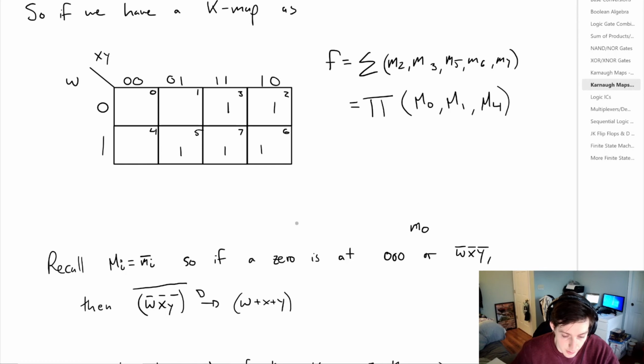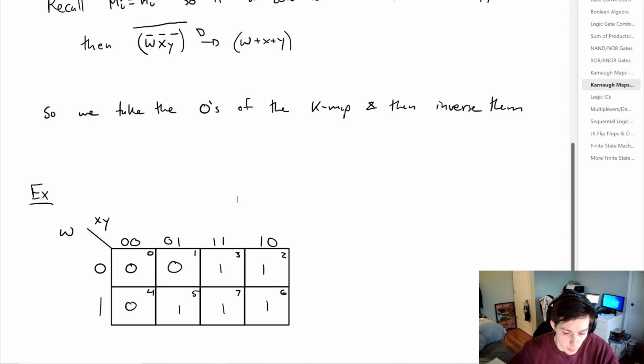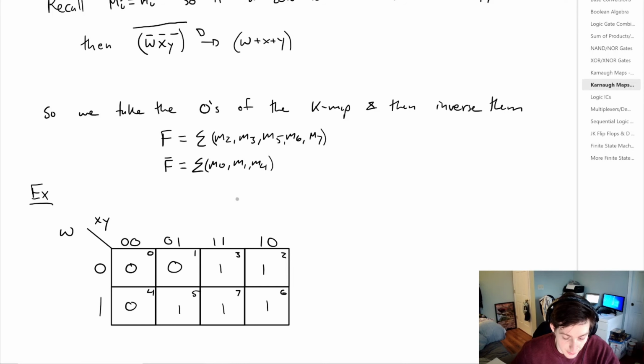So sometimes the K-map that you're given might not have the zeros filled in, you might only get the ones filled in, but if the values aren't filled in, assume that it is a 0. So the rule of thumb to follow here is that we take the zeros of the K-map and then invert them. And if we look at an example, again, with the same K-map, we can also express f inverse, and that's going to be equal to w bar x bar y bar plus w x bar y bar plus w bar x bar y. And then we can take the inverse of f bar.